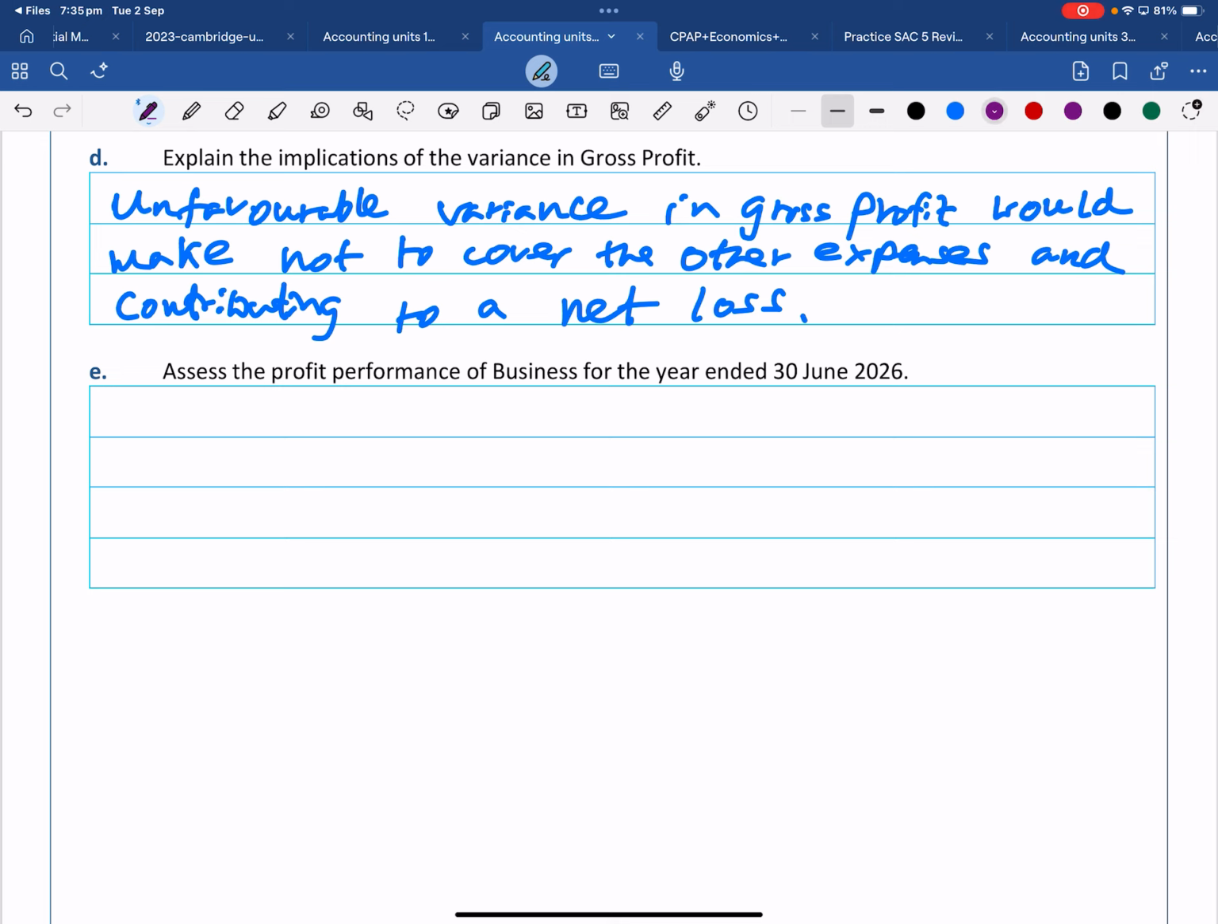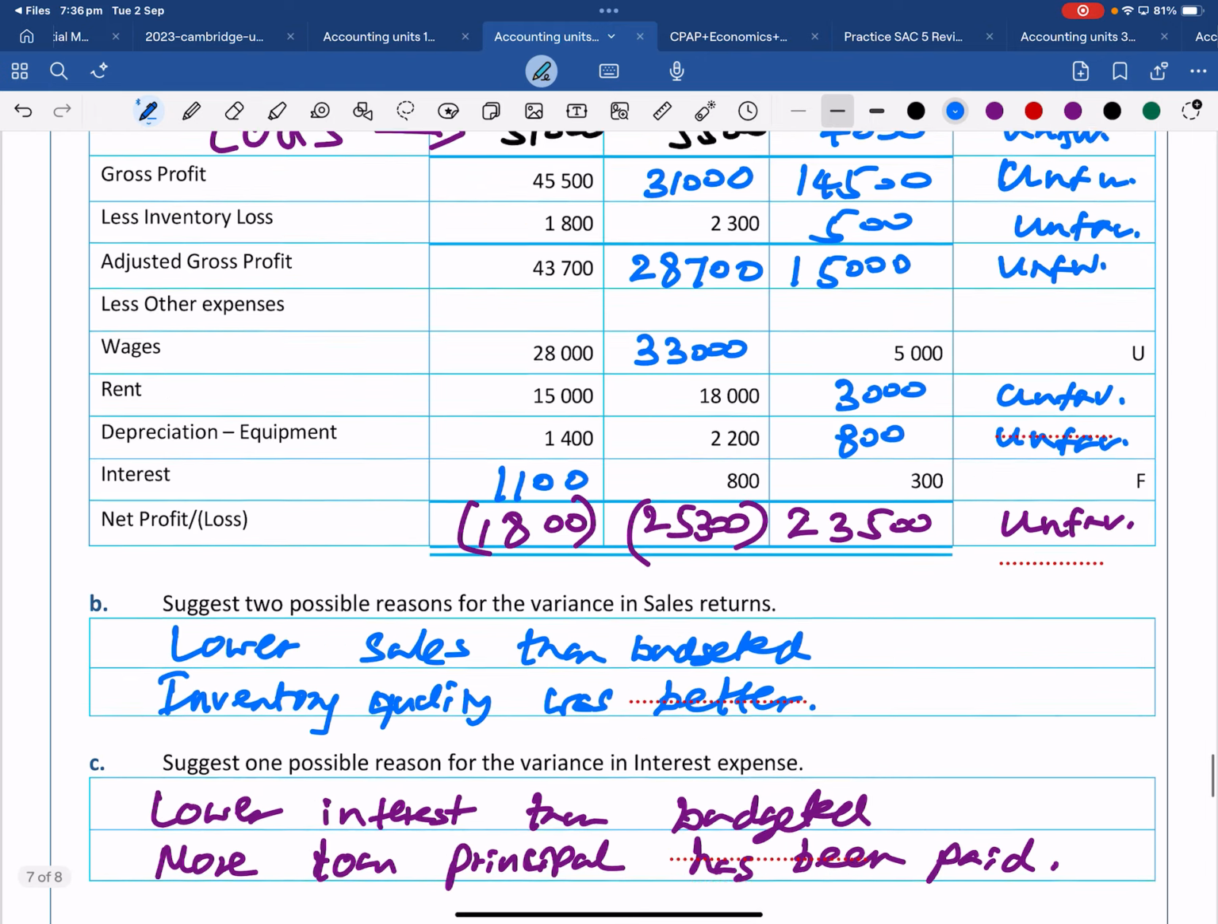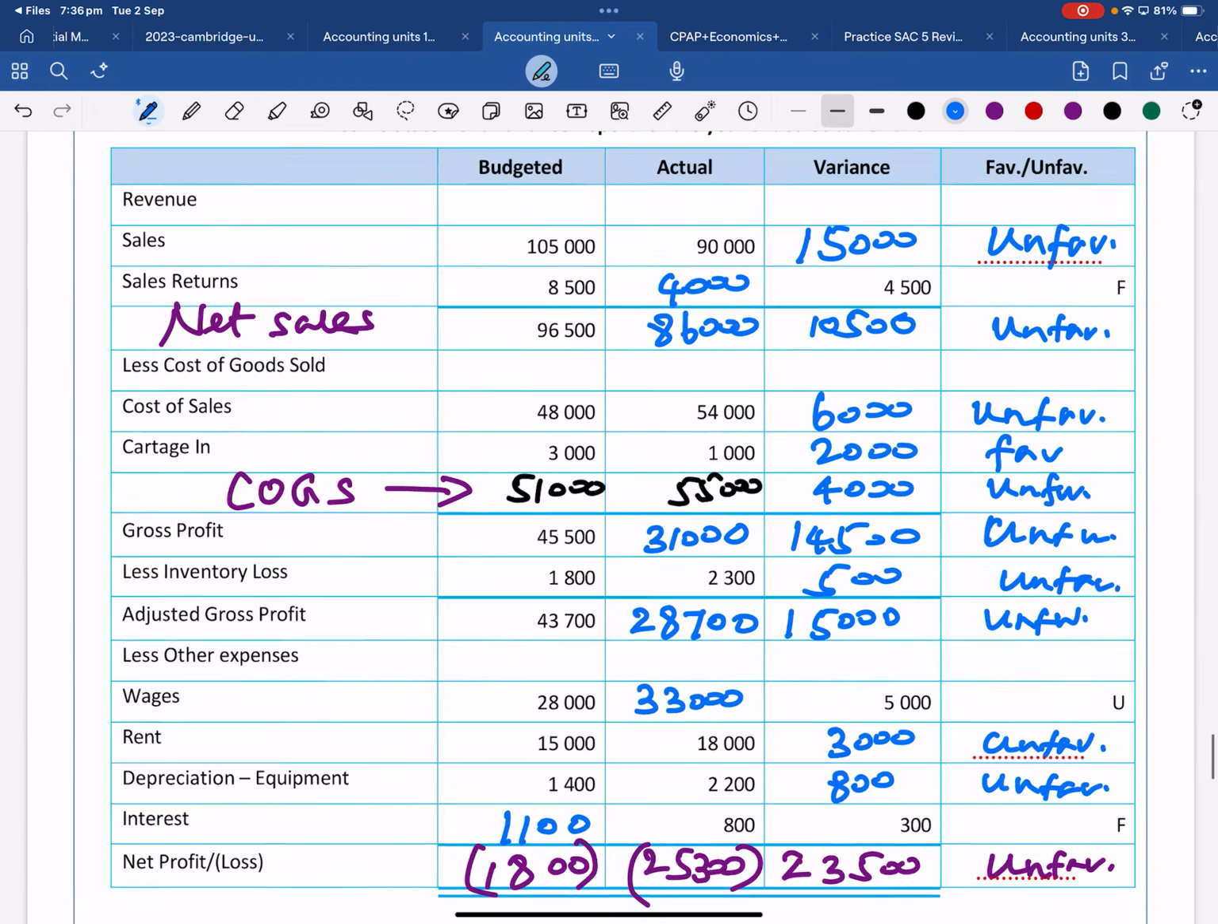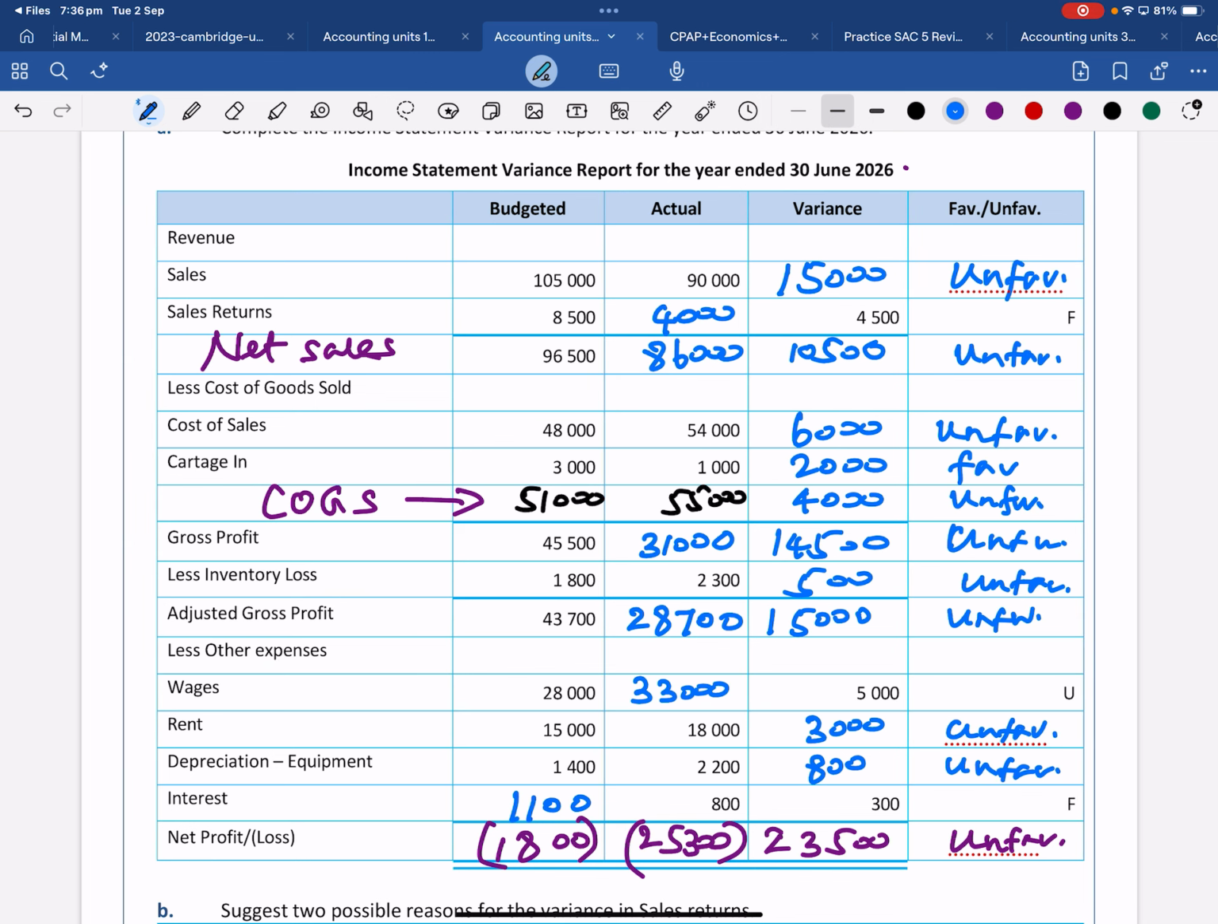Okay, next one. Assess the profit performance of the business. What do you think, guys, as practicing accountants or accounting students? Major net loss, a massive net loss. They projected the net loss, but they didn't expect it to be at this magnitude, this level. So, poor expense control.